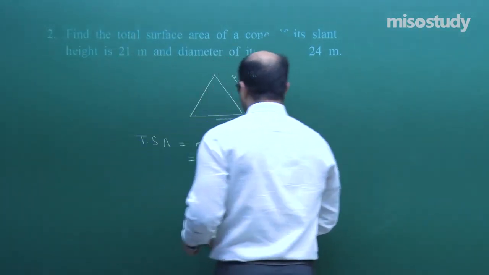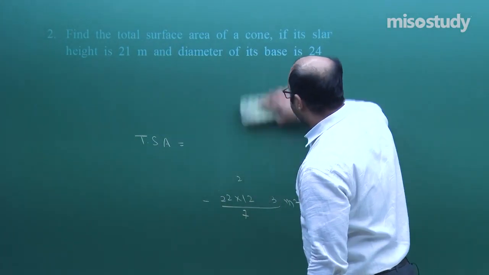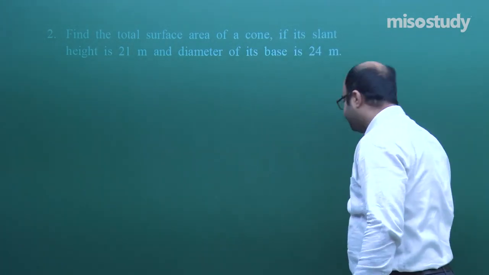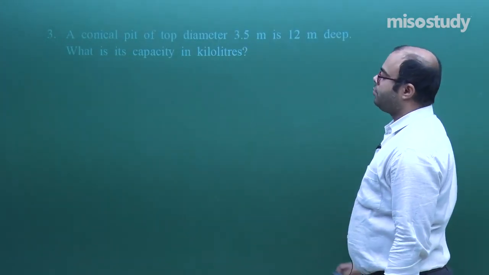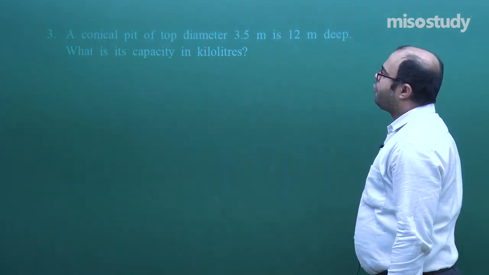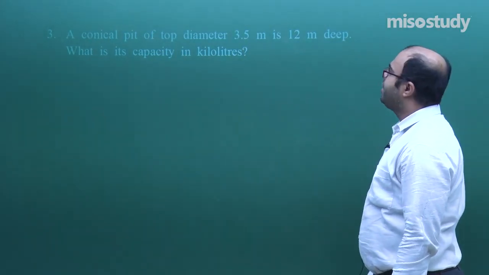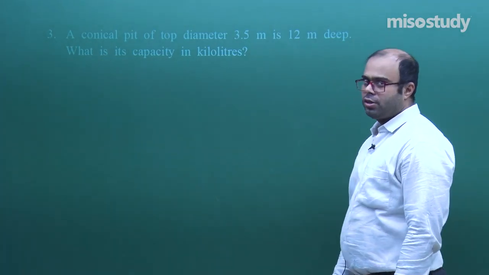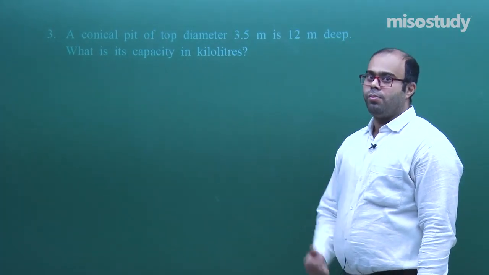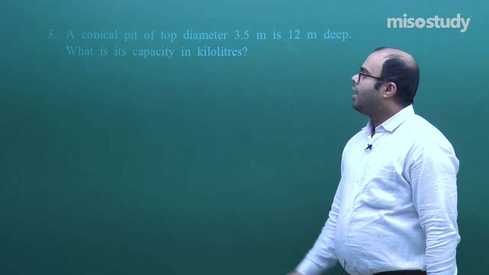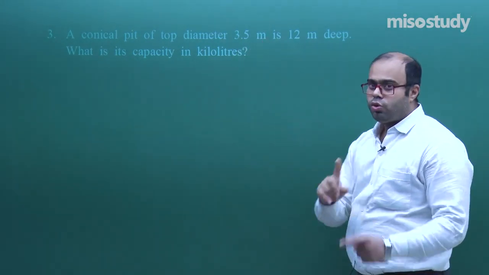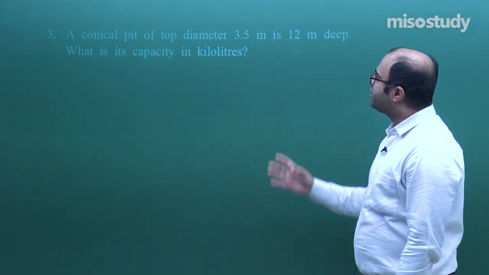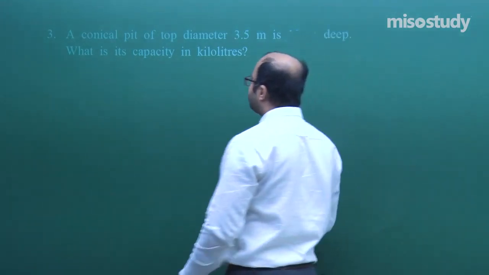Okay, students. Now, let us come to the third question, which is again of 2 marks. From question 1 to 3 we have 2 marks questions. A conical pit of top diameter 3.5 meter is 12 meter deep. What is its capacity in kiloliters? Capacity means its volume, volume in kiloliters, and it is given in meter. So, you should also know the conversion between meter cube and kiloliters. First, let us calculate the volume in meters cube.